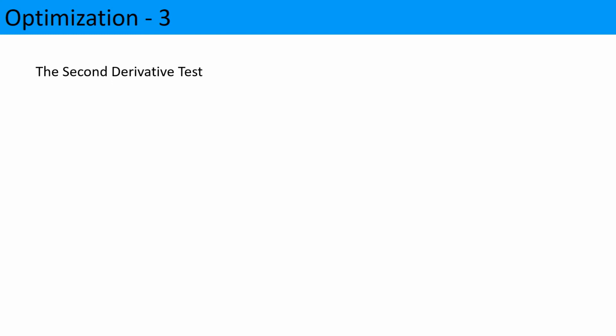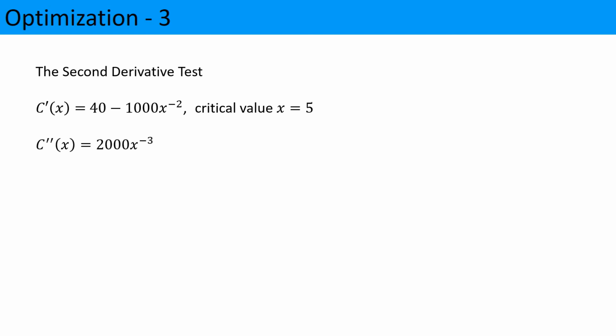Remember, we solved for the first derivative, which was C prime of x is equal to 40 minus 1,000 times x to the power of negative 2. And we had a critical value at x equals 5. To use the second derivative test, we need the second derivative. So let's solve for that. C double prime of x is equal to, the 40 goes away. Bring down the negative 2 and multiply it to the negative 1,000, which will give you positive 2,000 times x to the power of negative 2 minus 1, which is negative 3. Let's go ahead and express that as a rational expression. So we'll have 2,000 divided by x cubed.